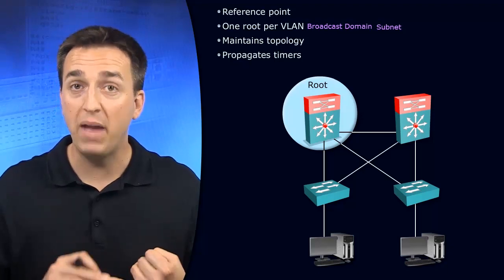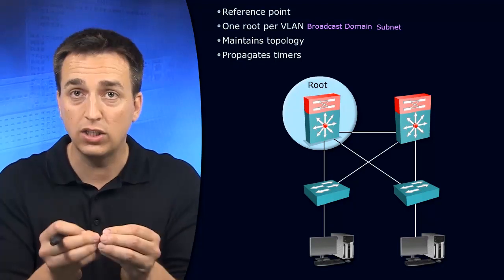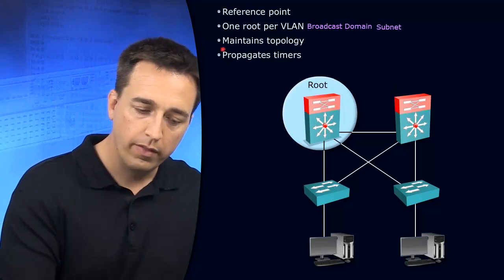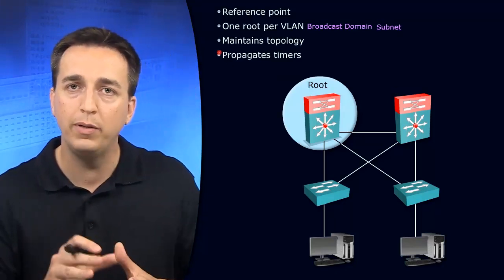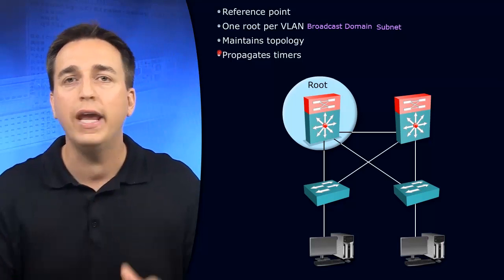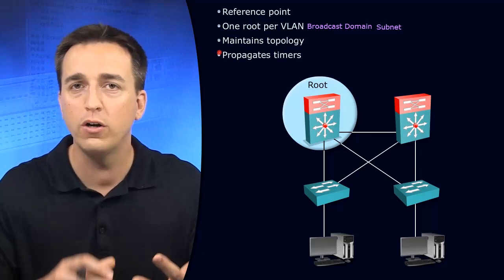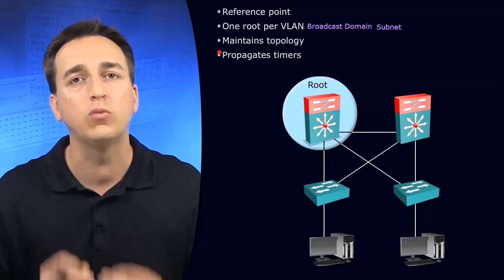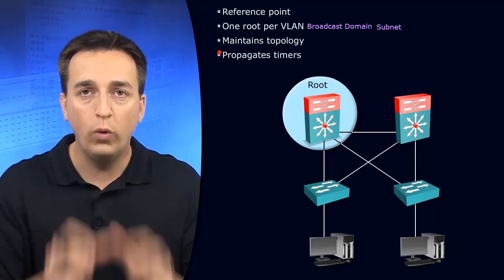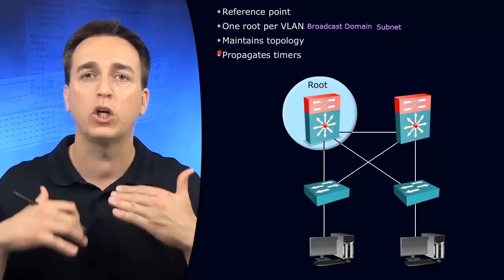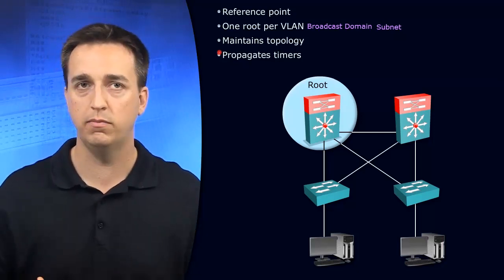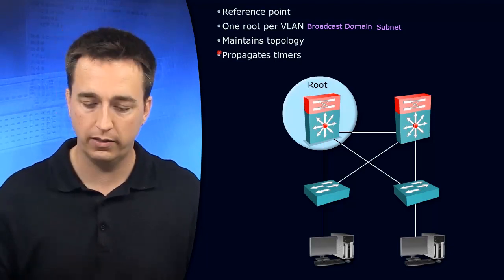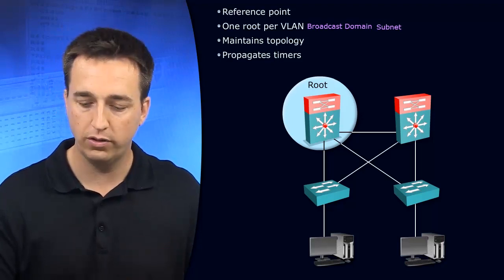So root bridge is going to maintain the topology. It is the seed, the starting point of the creation of the spanning tree. And always remember that timers are going to be propagated from that root bridge. So even if you change the hello timer or the forward delay timer or the max age timer on other switches, it doesn't matter unless that switch is the root bridge, because the root bridge will tell the other switches these are the timers we're currently using, and they will use them. And those timers are sent through what? Bridge protocol data units.